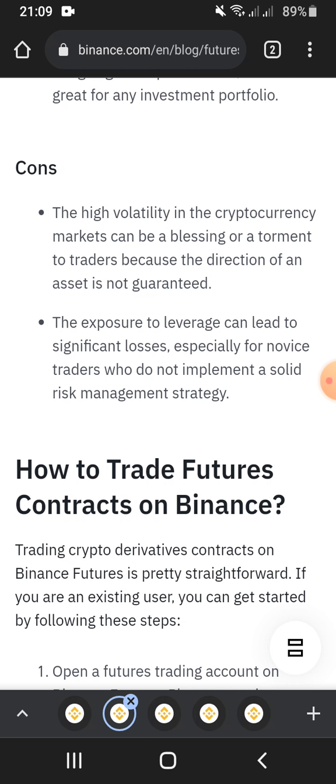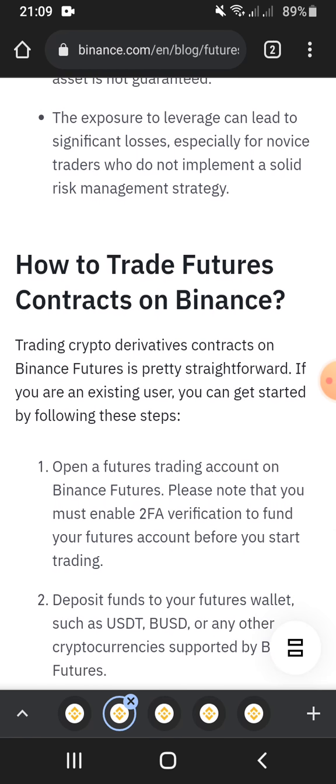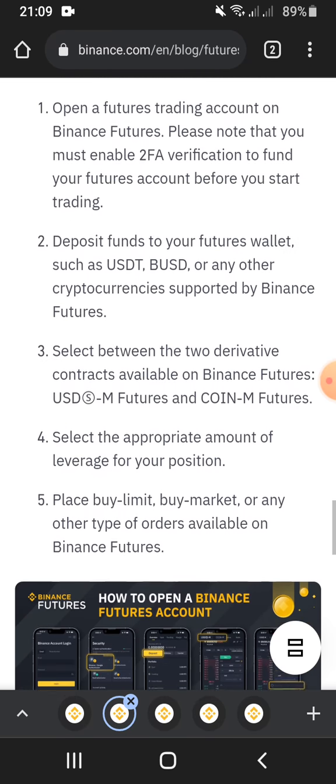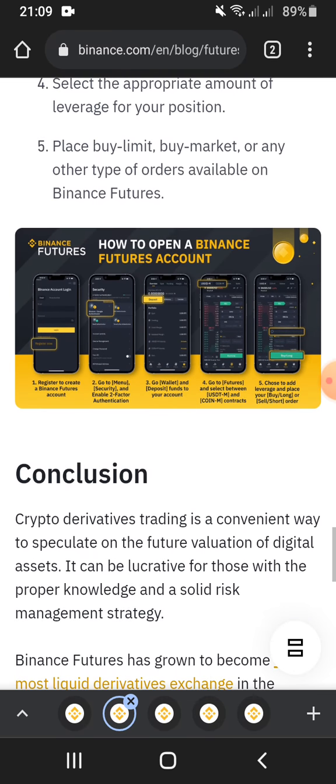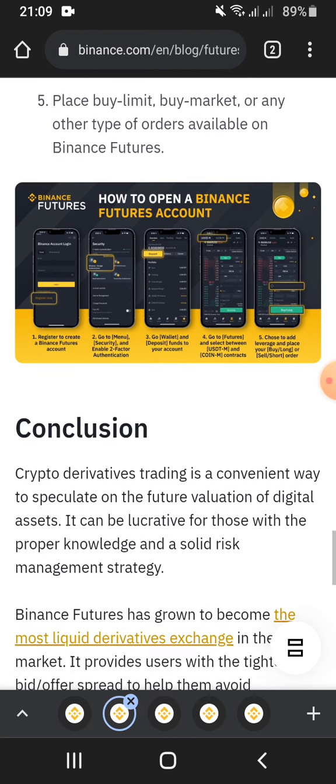The exposure to leverage can lead to significant losses, especially for novice traders who do not implement a solid risk management strategy. So guys, we've come to the end of this tutorial. We do hope you now understand some major key concepts about Binance futures and why, as a crypto holder, you should consider trading futures on Binance.